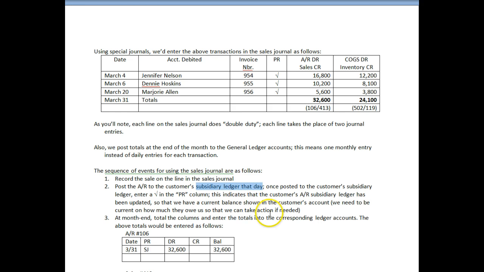Once posted to the subsidiary ledger, we're going to enter a check mark in the posting reference column. That's what that PR stands for. This indicates the customer's AR subsidiary ledger has been updated so that we have a current balance shown in the customer's account. The check mark in the PR shows us, yes, I have posted this to Jennifer Nelson's account. That's what that check mark tells us. And that's all we've done on a daily basis. We've just posted it to the individual customer's account. We haven't done anything else with these numbers. They're still sitting here in the sales journal.